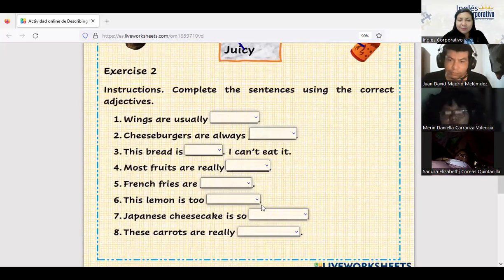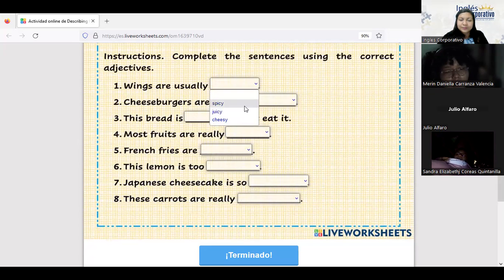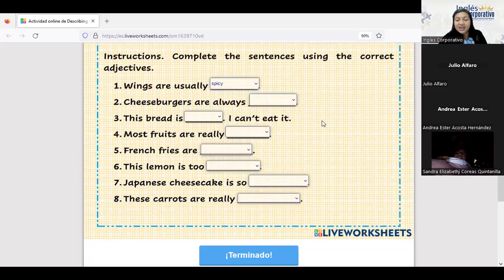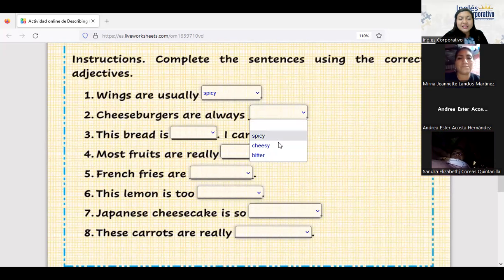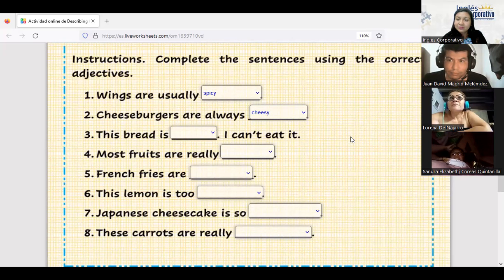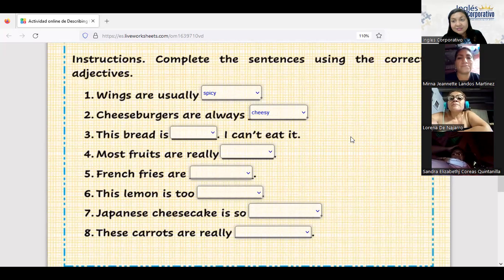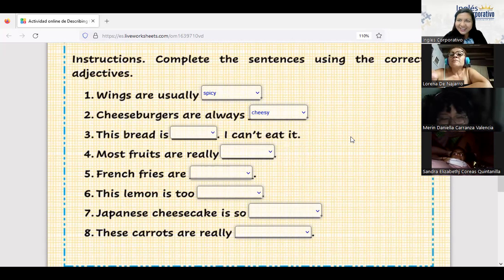Now here we have to complete the sentences using the correct adjective. Chicken wings are usually spicy, juicy, or cheesy? Spicy. Spicy, yes. Wings are usually spicy. Cheeseburgers are always spicy, cheesy, or bitter? Cheesy, right? Other examples of cheesy? Pizza. And pupusas. Do you like cheesy pupusas? Pupusas with a lot of cheese? Do you like cheese? Oh, yeah, of course. With a lot of cheese, right?